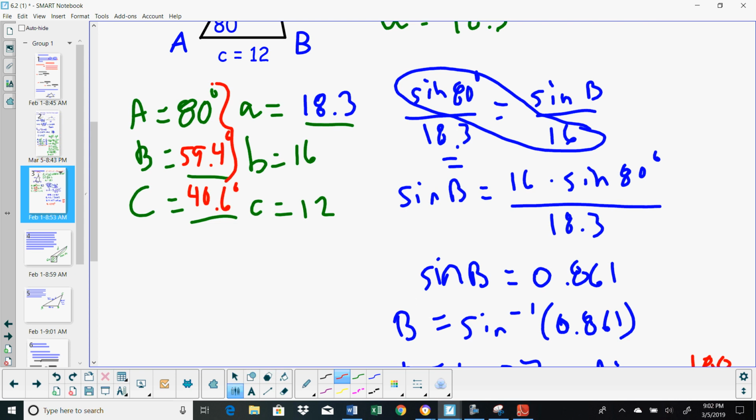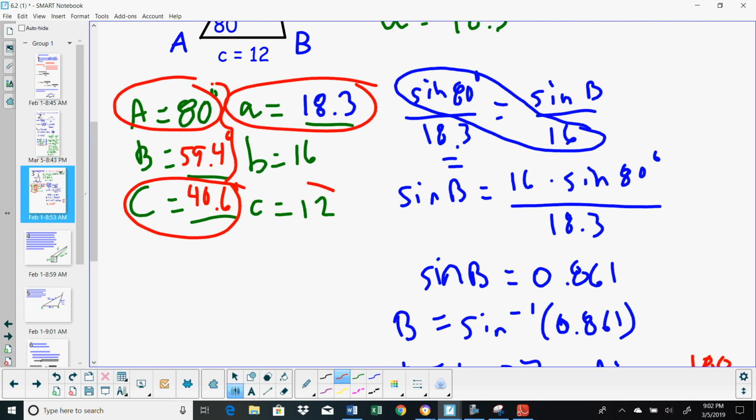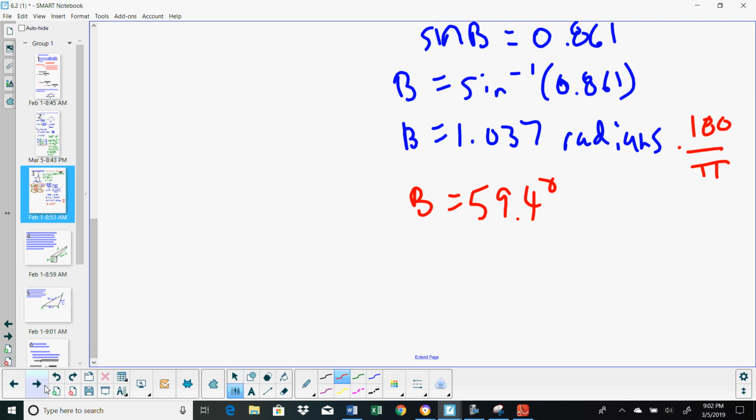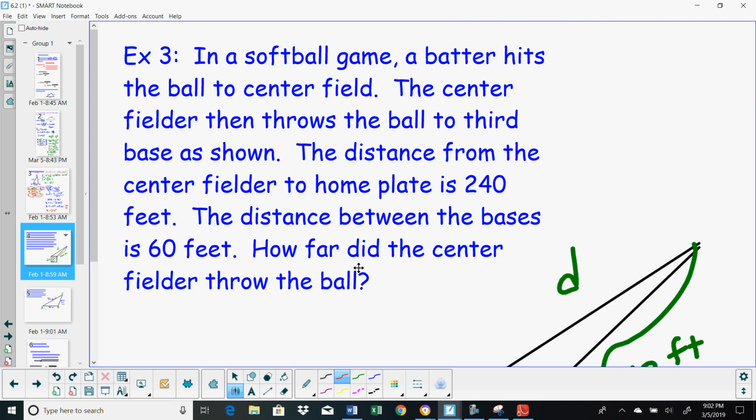Let's check. My largest angle is angle A, and it's across from my largest side. That's good news. And my smallest angle is angle C, and it's across from the smallest side. Okay, so that's example 2. Let's take a look at example 3.